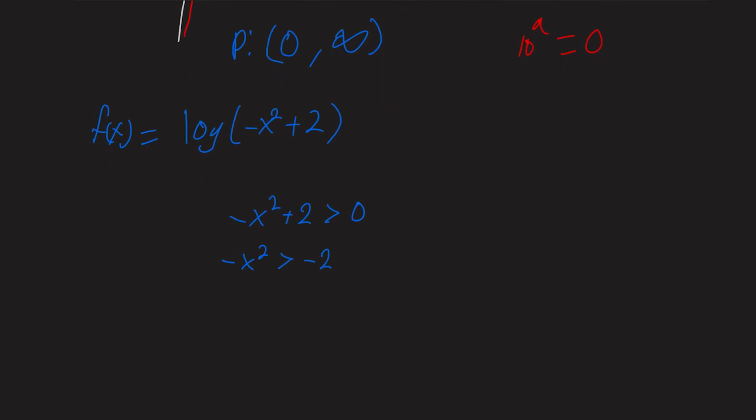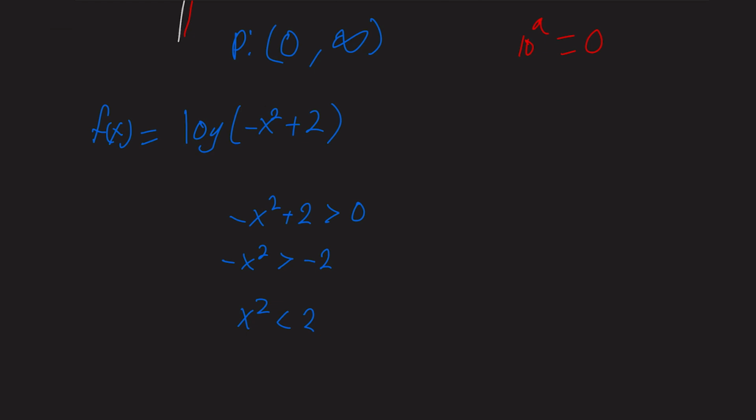Or if I multiply both sides by the negative, I'll have to flip my inequality, when x squared is less than 2. Those are the only points where my function will be defined. So I need to find the x values that correspond to that domain.